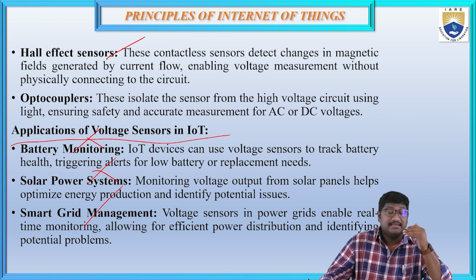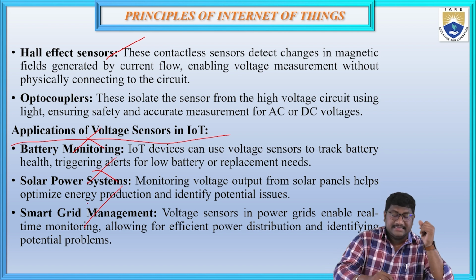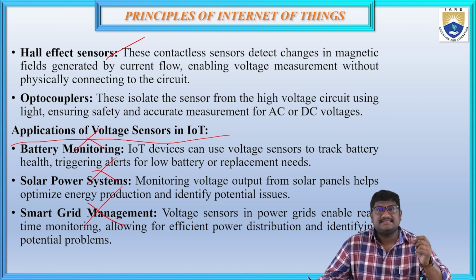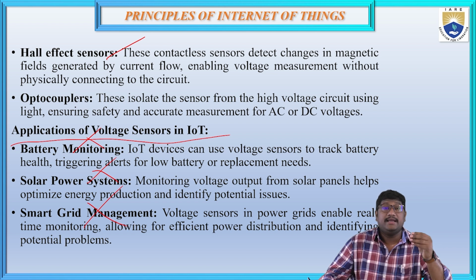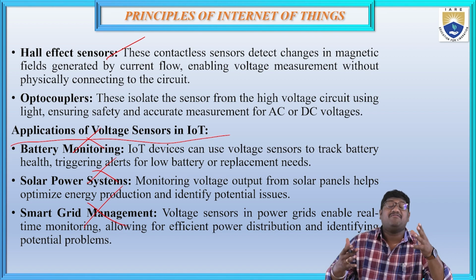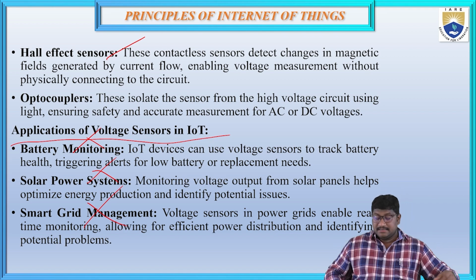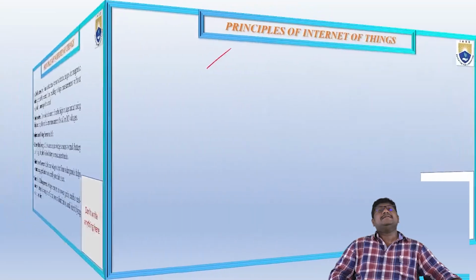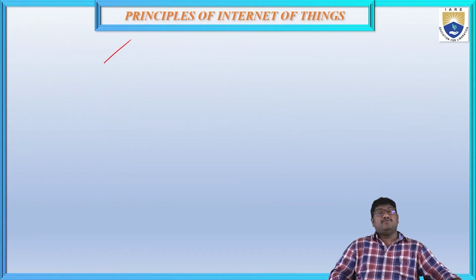And coming to the next application, which is well known to everyone. Nowadays, everyone is showing interest towards smart grid management. In this smart grid management, voltage sensors in power grids are going to enable real-time monitoring by allowing efficient power distribution and also identifying the potential problems. These are the three different applications which are going to use our voltage sensor.